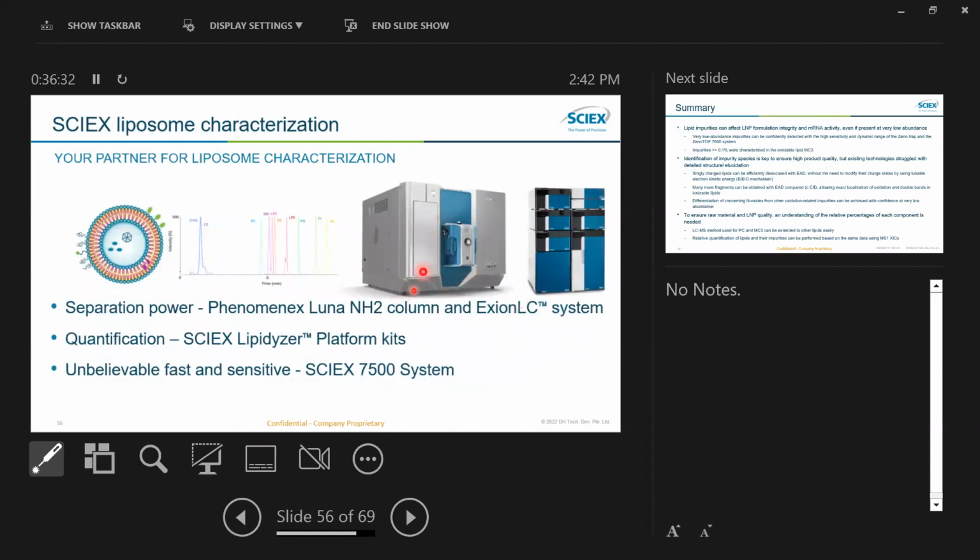This work was done on the 7500 triple quad instrument, which is pictured here. SCIEX offers other types of triple quad instruments as well. This happens to be our high-end platform. But I just want to emphasize the methodology to do this type of work.